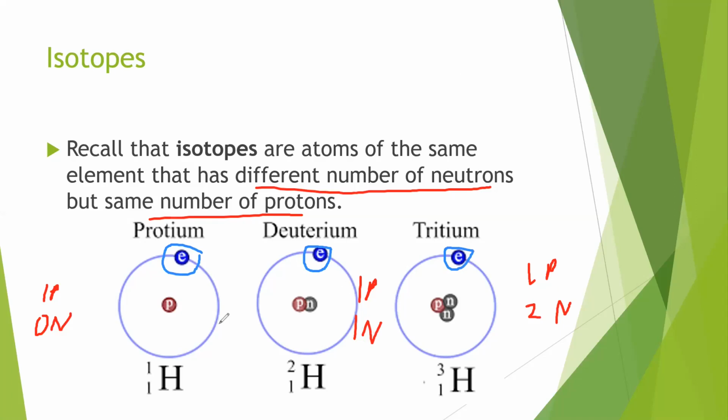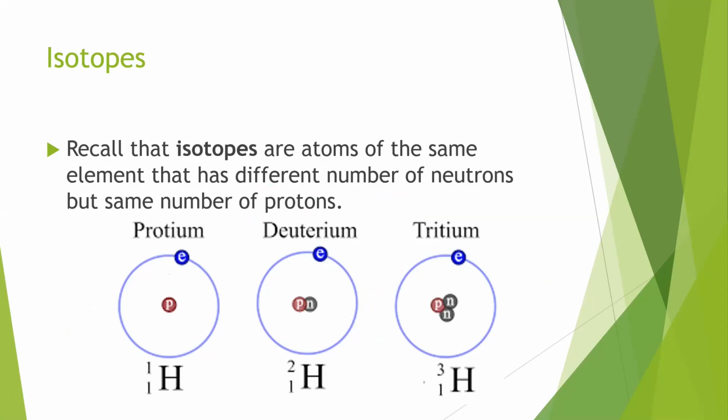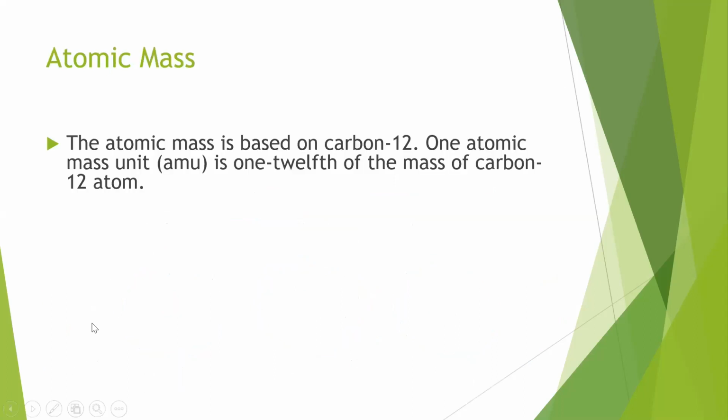If they have a different number of neutrons, they all weigh differently. This would weigh 1, because the weight is the sum of the protons and the neutrons. This would weigh 2, and this would weigh 3. So we have to use the relative proportions to find the average weight of all hydrogen atoms, and that's what we're about to do. The atomic mass is based on a carbon-12 scale. One AMU is arbitrarily defined as 1/12 of the mass of a carbon-12 atom. That's how chemists define the mass on the periodic table.